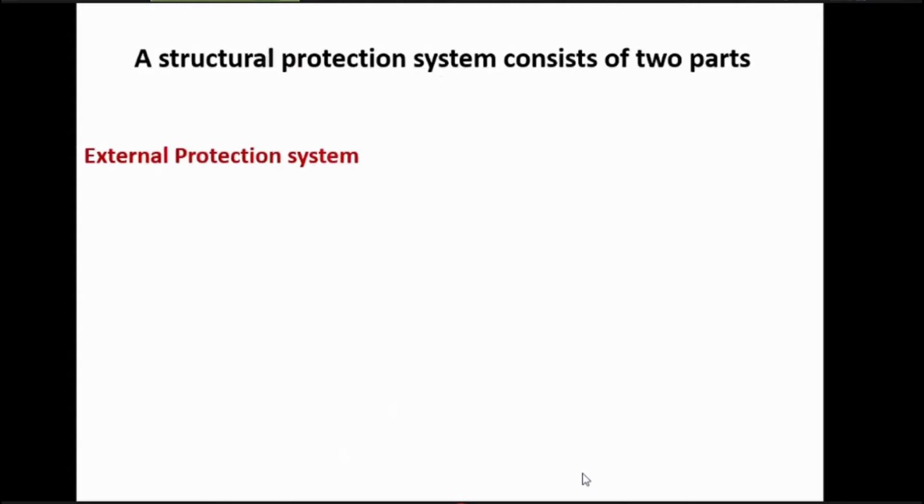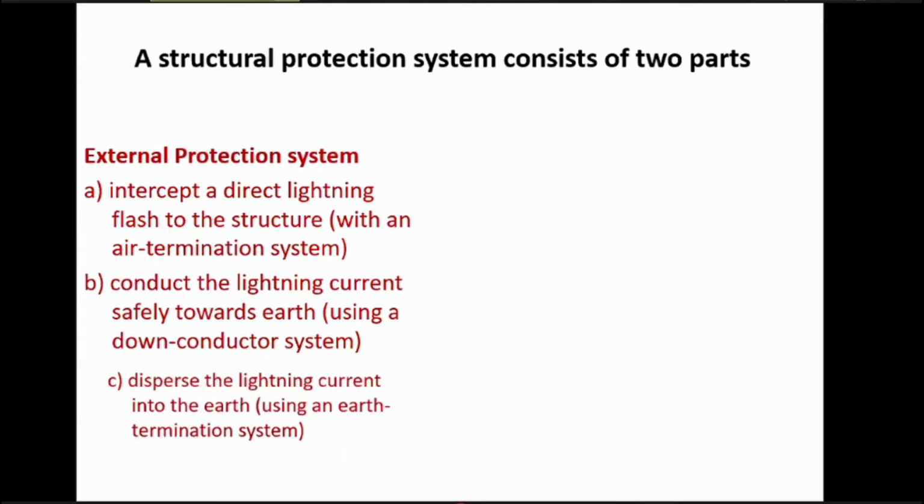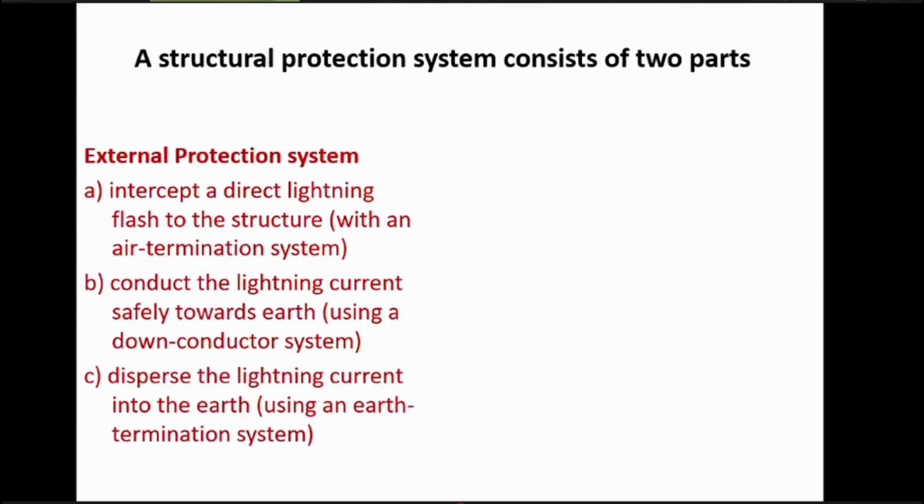A structural protection system has basically two parts. What we call the external protection system has air termination, down conductor, and earthing system. Simply, the air termination will interact with lightning, the down conductor brings the lightning current from the roof level to the ground level, and the earthing system will dissipate the charge brought in the lightning current into the surrounding soil.